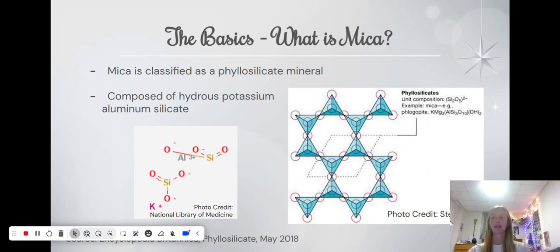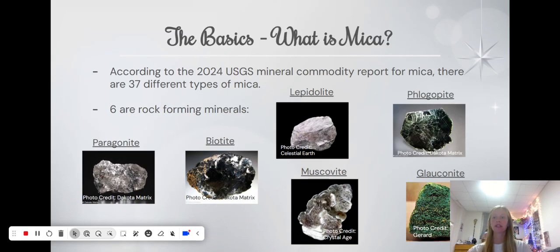Mica is classified as a phyllosilicate mineral, meaning its structure consists of silicate tetrahedrons, which are essentially silicon atoms surrounded by 4 oxygen atoms as seen in this diagram here. According to the 2024 United States Geological Survey, there are 37 different types of mica, 6 of which are rock-forming minerals, and these include paragonite, biotite, lepidolite, phlogopite, muscovite, and glauconite.